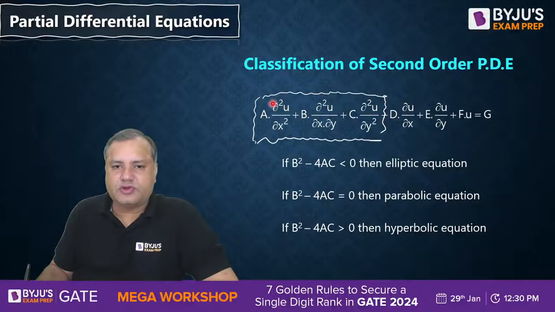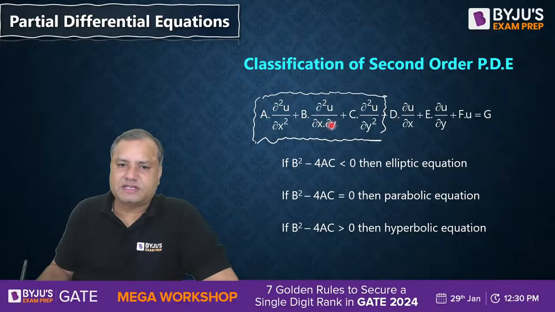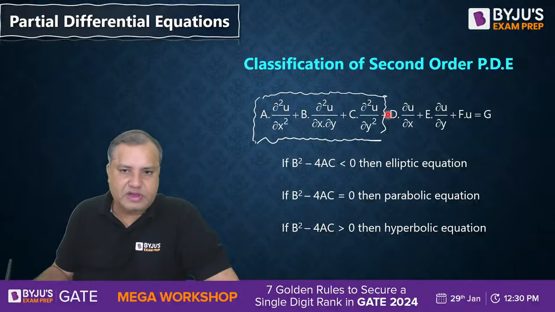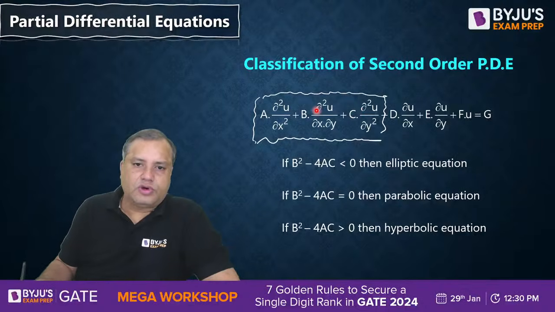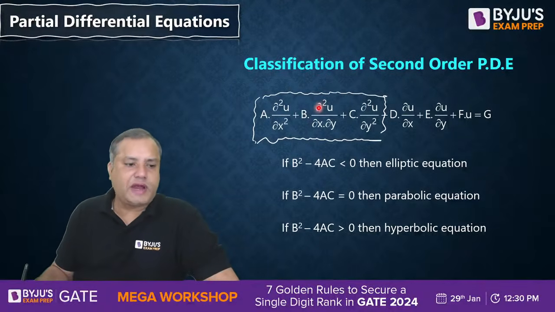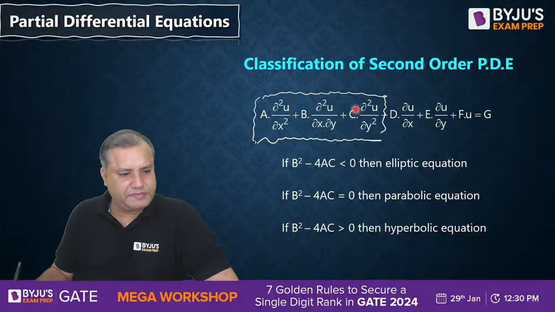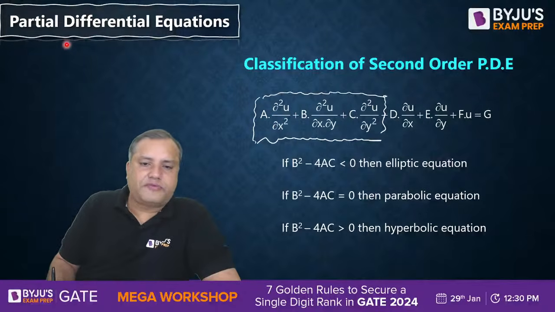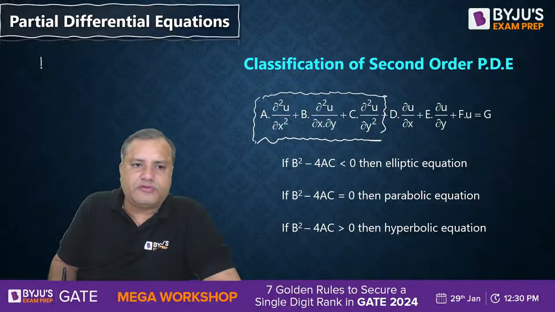So del square u by del x square, its coefficient is a. Del square u by del x del y, its coefficient is b, and del square u by del y square, its coefficient is c. So you have to compare the given second order PDE with this format and find out the values of a, b and c. After finding a, b and c, you need to find b square minus 4ac.